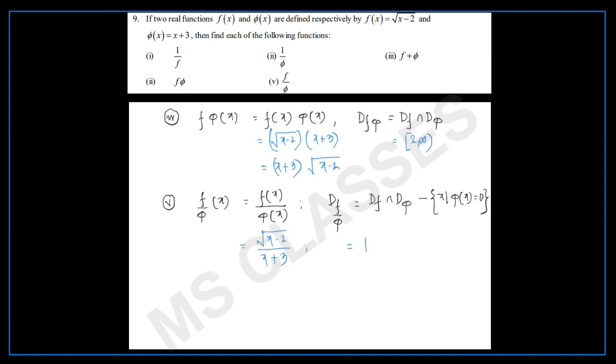The intersection part we have already seen is 2 to infinity minus those values of x such that x plus 3 equals 0. So it is 2 to infinity minus the set containing minus 3. That will ultimately be 2 to infinity only. That is the domain of f by phi. So this is the definition of (f by phi)(x), and this gives the domain of f by phi. So this will be defined when this domain is considered.